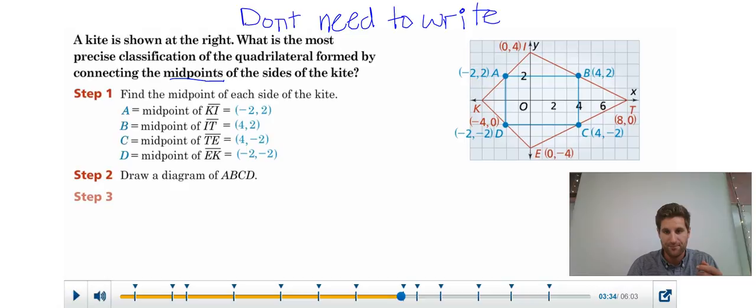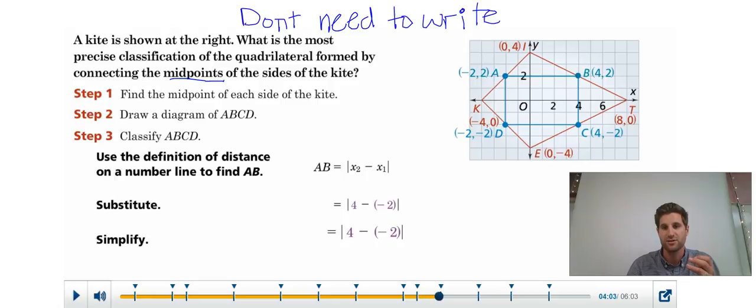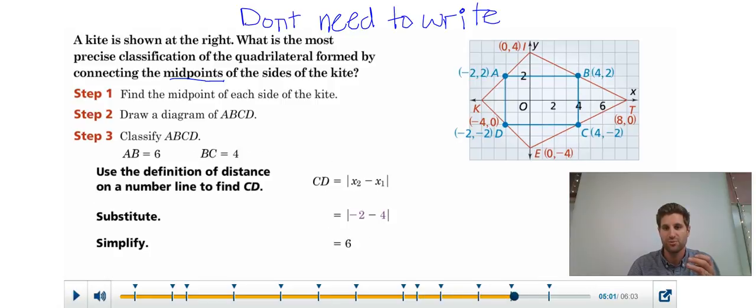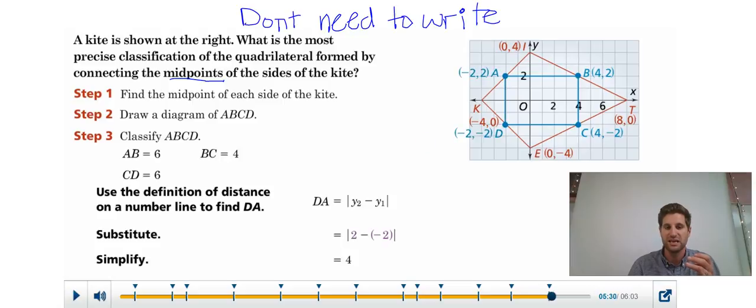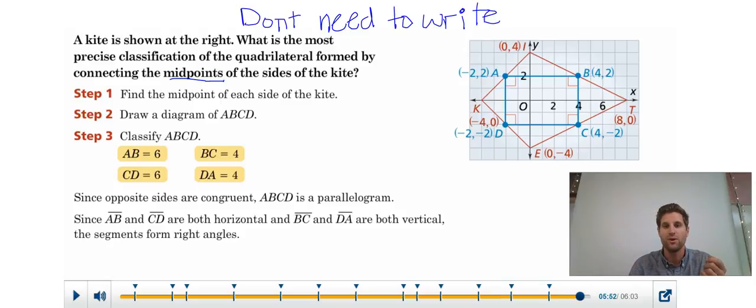So they drew the diagram. Step 3, we're going to classify it, use the definition of distance on a number line. So they're just going to count, and they get 6 for AB, 4 for BC, 6 for CD, and 4 for DA. So opposite sides are congruent, so we know it's a parallelogram. And then we know that their horizontal and vertical lines create right angles, so we know this is a rectangle.